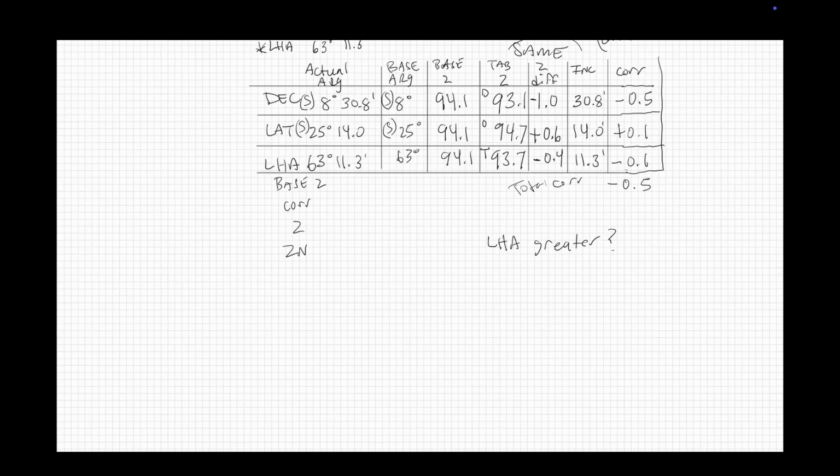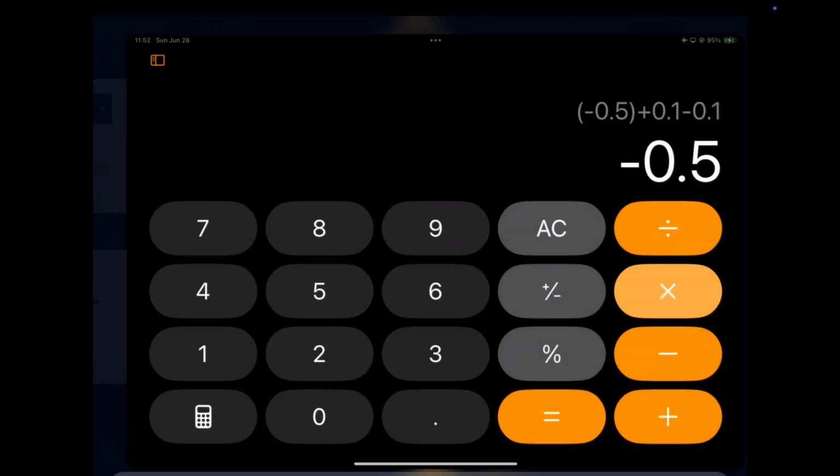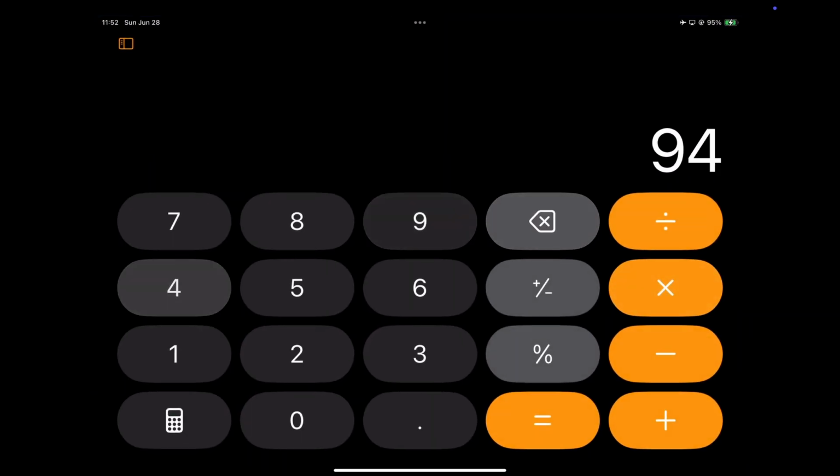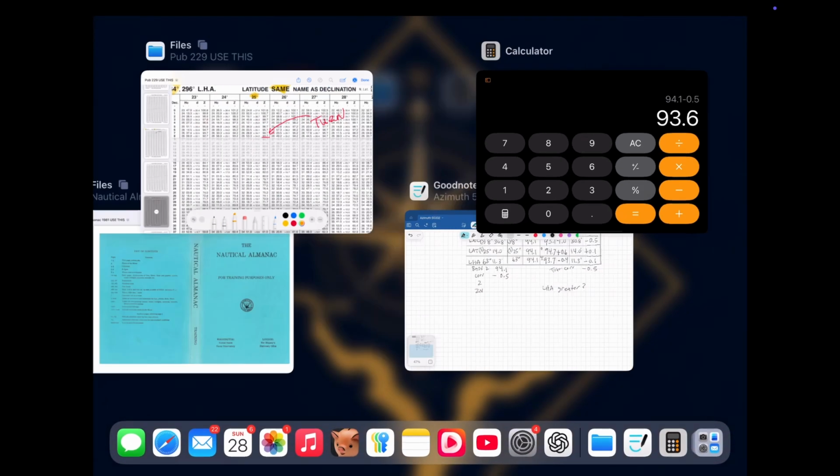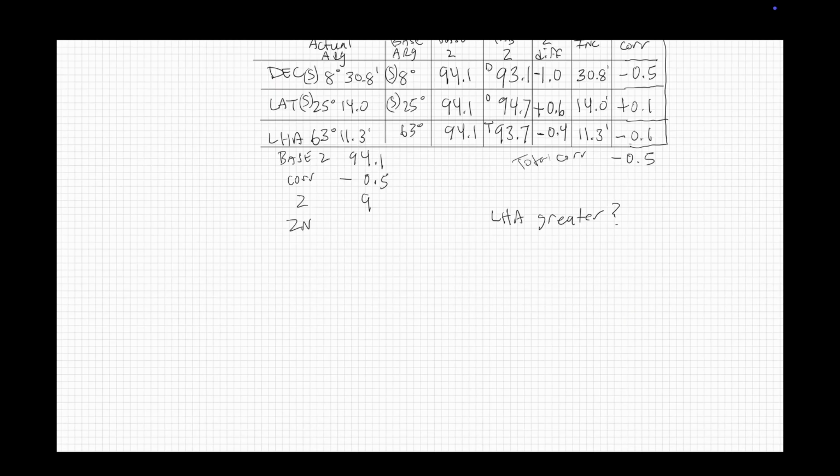Minus 0.5, okay? So base Z, 94.1 minus 0.5 equals 93.6. 93.6 for our Z.